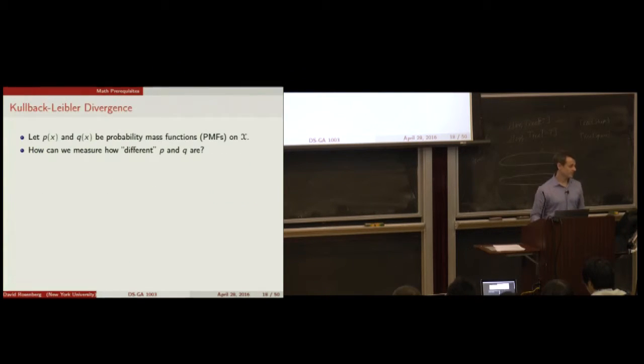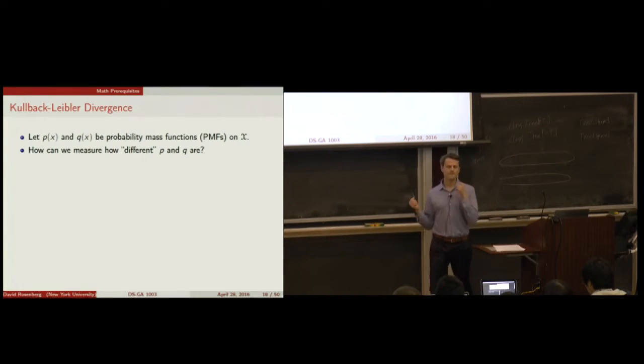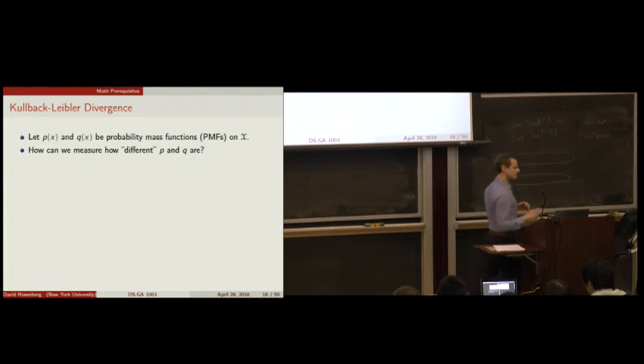Okay. So that's Jensen's inequality. Now, KL divergence. Have you guys seen KL divergence before? Kullback-Leibler divergence? It's interesting. It's a way, in some sense, to measure how different two probability distributions are. Okay? So it's not quite a distance metric, but it gives you a measure of how different things are.